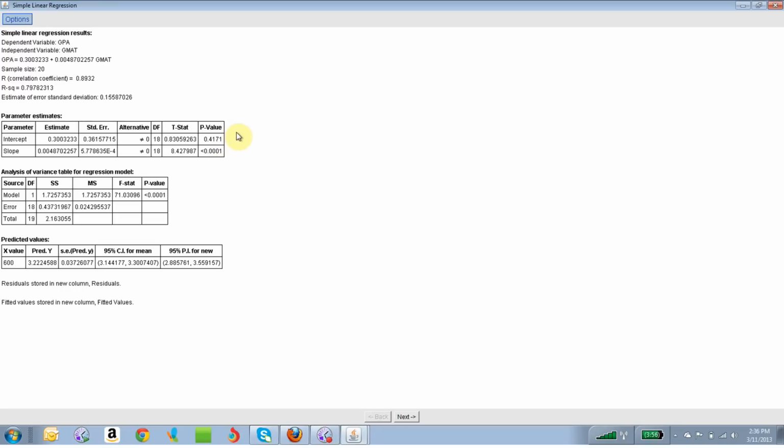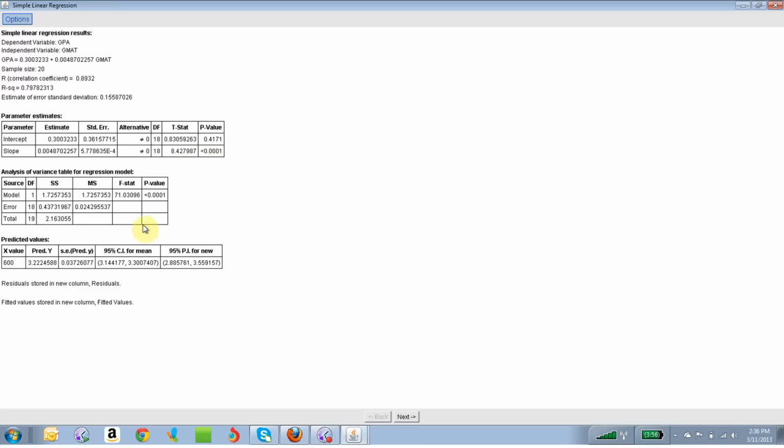I could reject H0 and say, no, the slope is not equal to 0. If the slope is not equal to 0, it means the slope is either positive or negative, and obviously it means it's contributing. It means that in this case, the GMAT score has a relationship with GPA, and there is a relationship between the two. That makes the model useful.